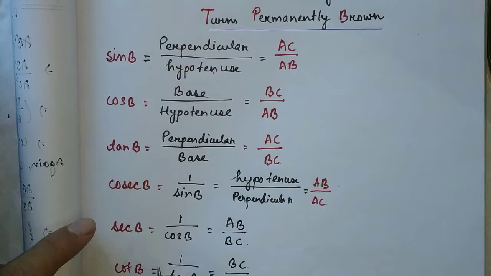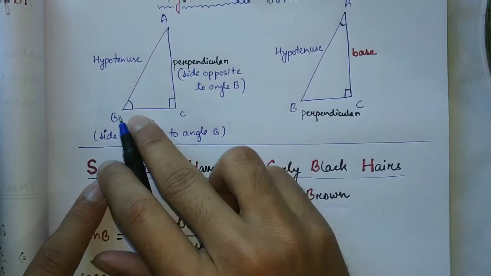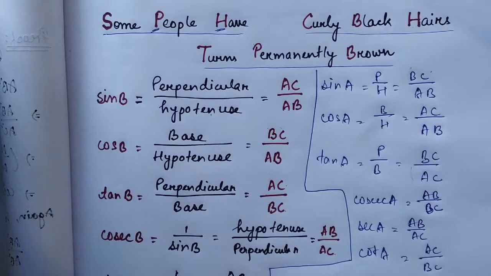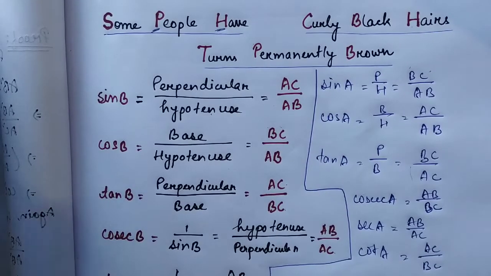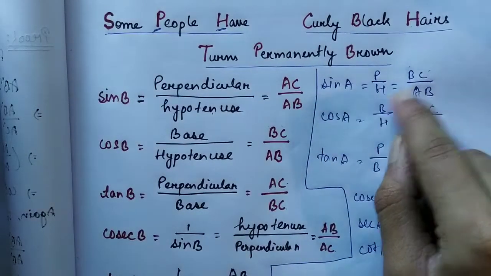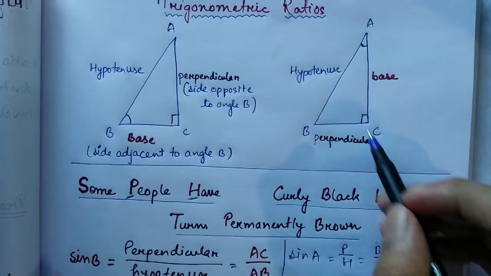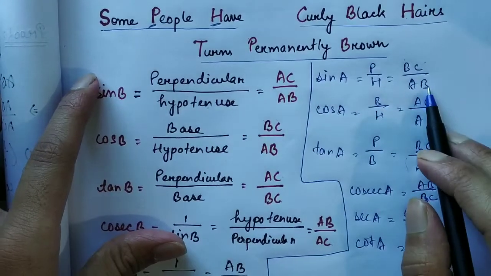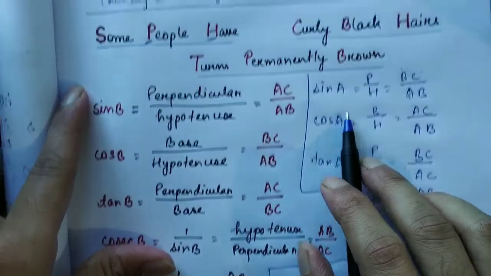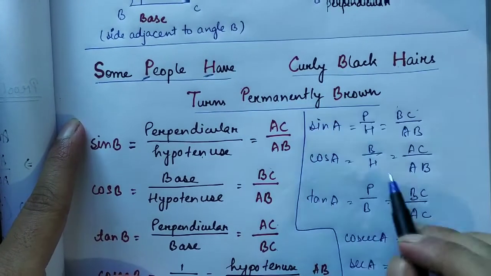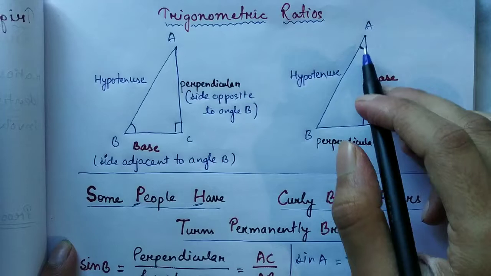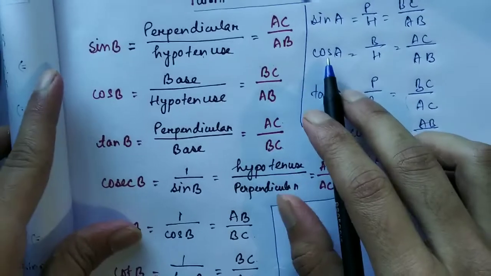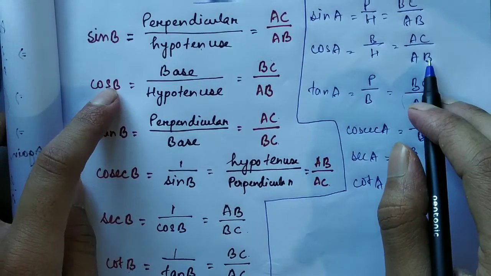Now these are the trigonometric ratios based on the reference angle B. Now if we take A as the reference angle, then we find that our trigonometric ratios come out to be: sine of A becomes perpendicular by hypotenuse, that is, in this triangle the perpendicular is BC and the hypotenuse is AB. So sine of A becomes BC by AB. Next, cos of A, from the sentence it is base by hypotenuse, and in this triangle with reference to angle A, AC is the base and AB is the hypotenuse. So cos of A becomes AC by AB.